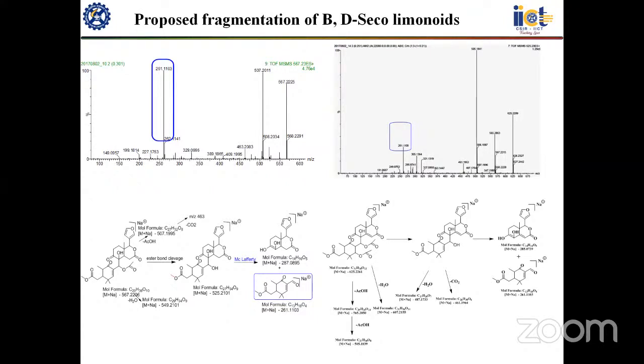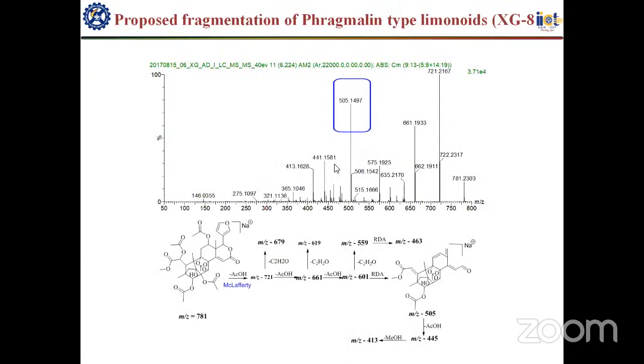Here you can see the ester bond cleavage. This sodium adduct has been formed. This molecular weight is 525 that we can observe, and through McLafferty rearrangement this fragment has been formed. Its molecular weight is 287. Here you can see all the fragments. Similarly, from this also minus H2O and minus acetic acid, and all these fragments you can see. Based on this fragmentation pattern, we have confirmed all the structures. And similarly, the other type of limonoids was also observed. Here we can see the major molecule at 505, and the other fragments you can also observe here.